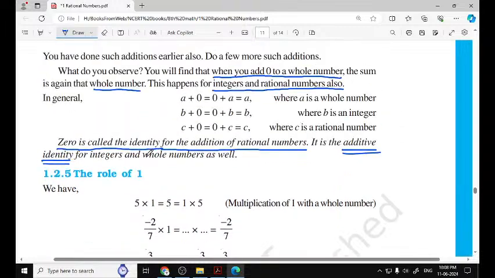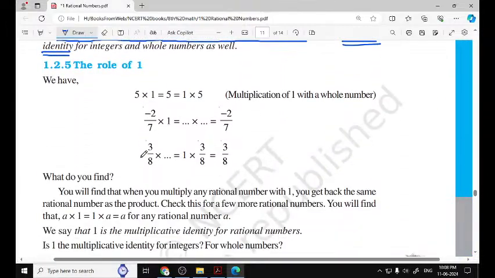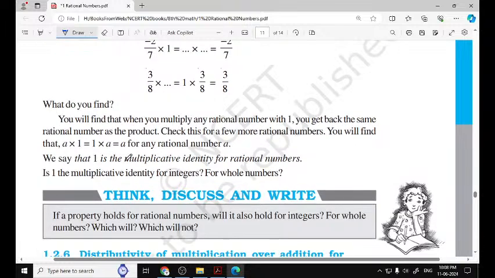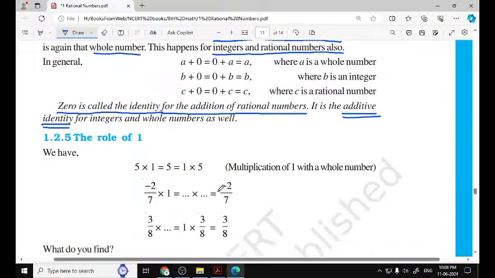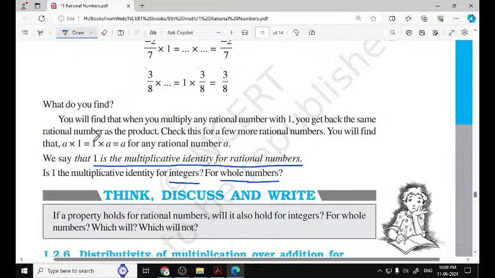The role of 1. If we multiply any whole number by 1, we get the same answer. If we multiply any rational number by 1, we get the same rational number. So 1 is called the multiplicative identity for rational numbers, and it is also true for integers and whole numbers. So 0 is called the additive identity and 1 is called the multiplicative identity.